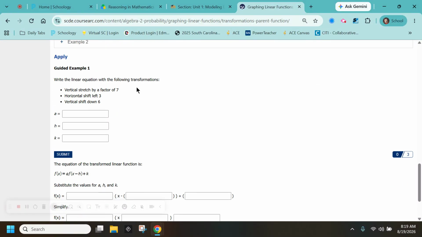Write the linear equation with the following transformations. A vertical stretch by a factor of 7, so that gives us our a value of 7. A horizontal shift left 3. So that would look like x plus 3 in the parentheses. However, if you put that minus in from the formula, that actually makes our h value -3. And then our k value, vertical shift down 6, is going to be -6.